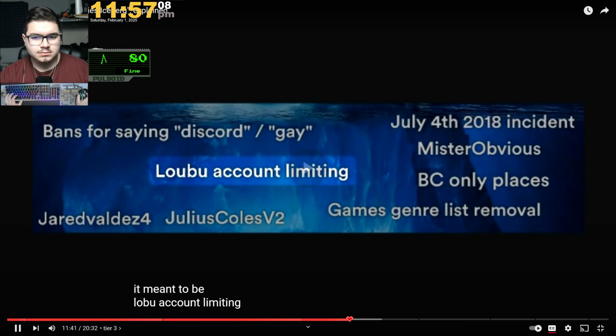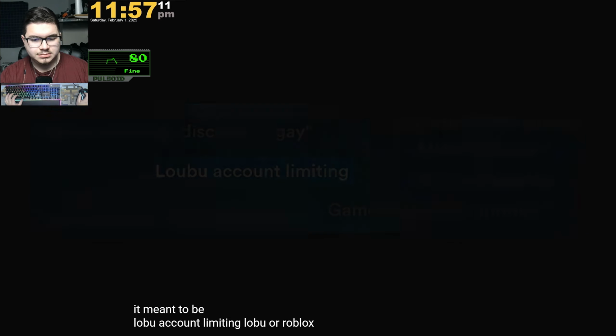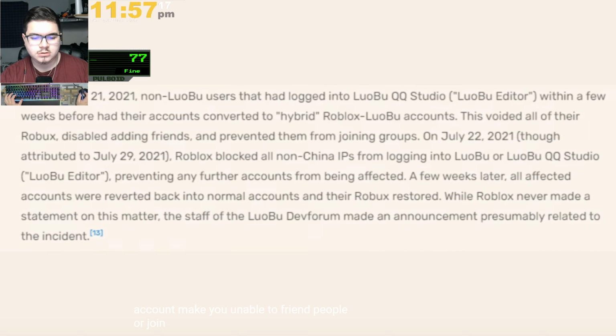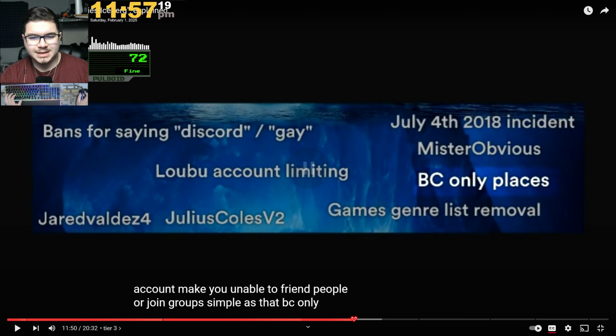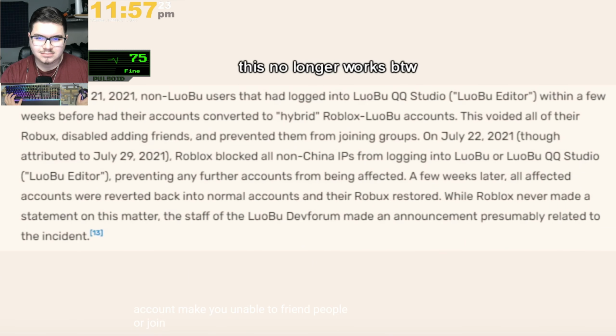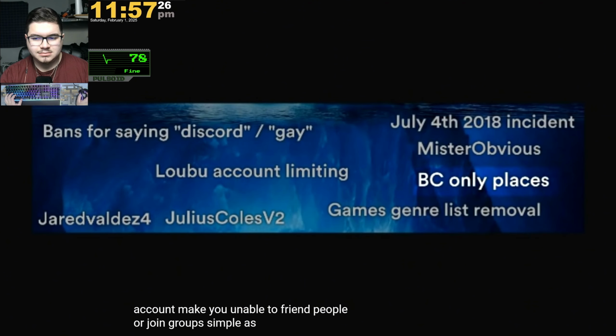Account limiting, I have no idea what that is. Roblox in China will remove Robux from your account and make you unable to friend people or join groups. Simple as that. BC only places.